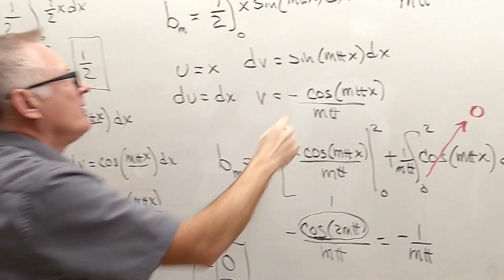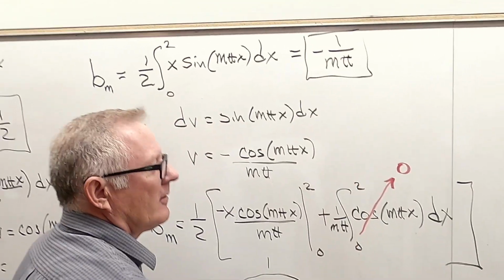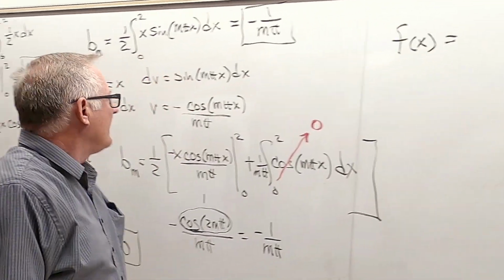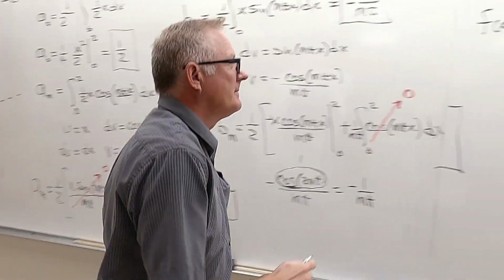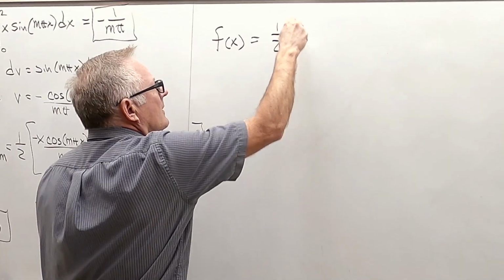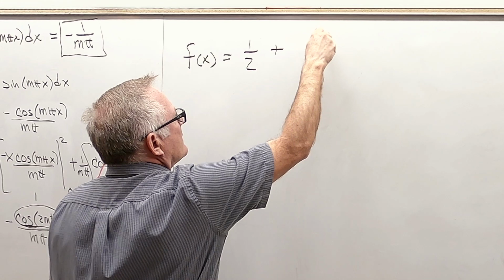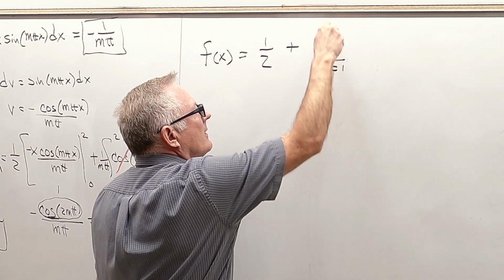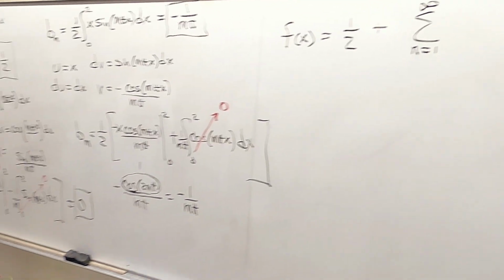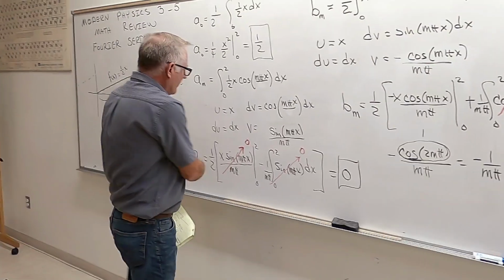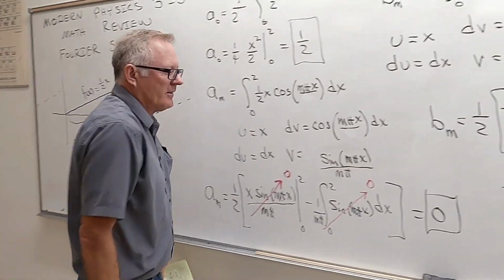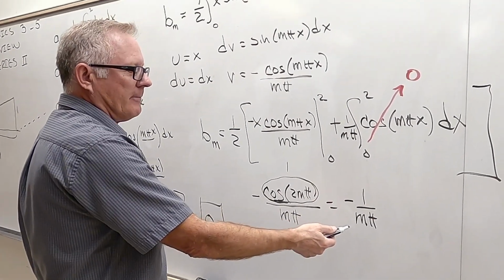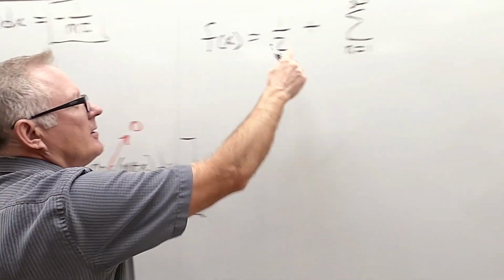So now that I've found them all, I can write out my f of x. My f of x is a naught, which is 1/2, plus the sum from n equals 1 to infinity of a sub n's, but well, my a sub n's, all of them are 0. a1, a2, a3, they're all 0. So that's 0. And then all I have is this term plus the b sub m's, which is minus. So that means this is going to become a minus.